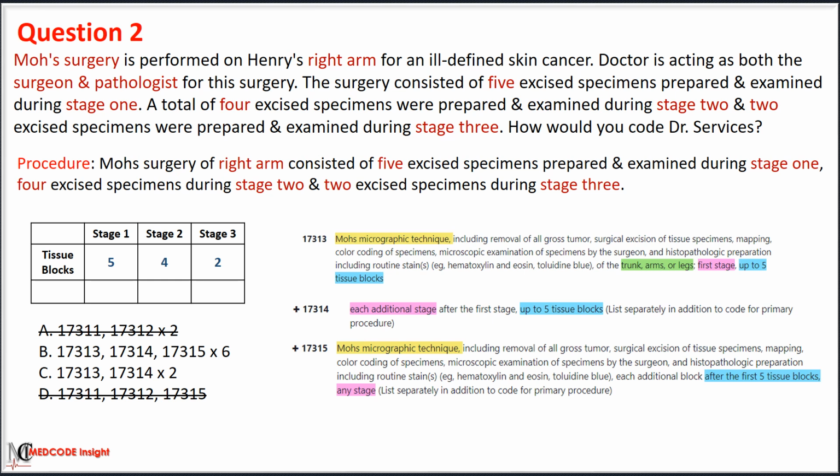Option C with the service code 17313 is for the Mohs micrographic technique on the arm and it represents the first stage for up to 5 tissue blocks. Code 17314 used twice represents stage 2 and stage 3, also up to 5 tissue blocks. So our correct option is option C with the service code 17313 and 17314 times 2.